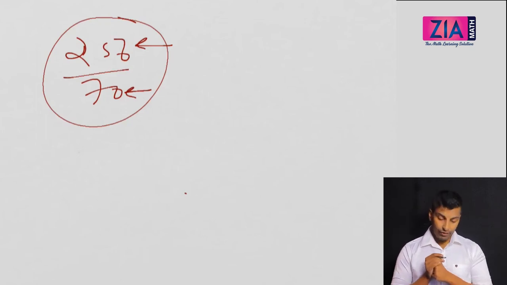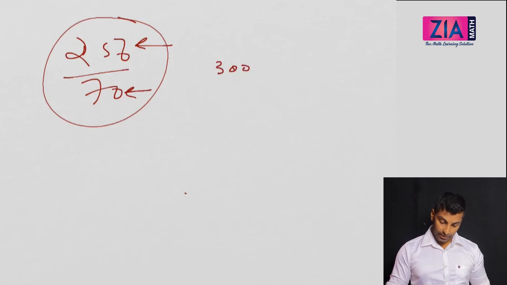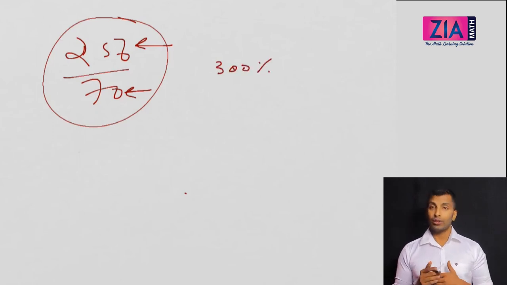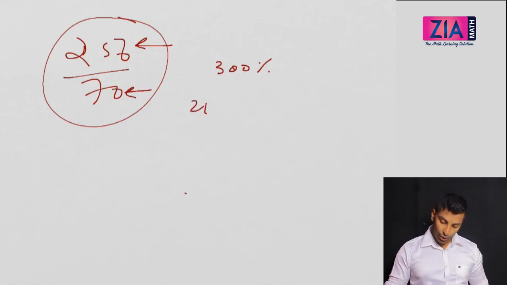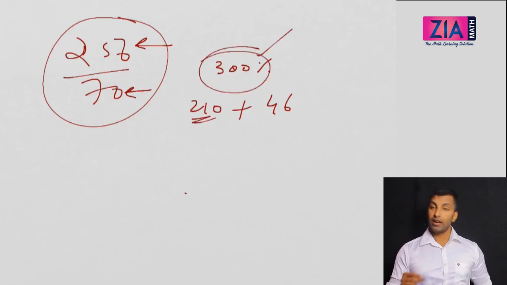See, the numerator is big, huge, right? So firstly, if you divide 256 by 70, you get 3. So you can remove 300%. 100% is 70, so 300% means 210. So you can remove 210. You can write it as 210 plus 46. So with 210 itself, 300% is over. So I know anyway this is going to be greater than 300%.